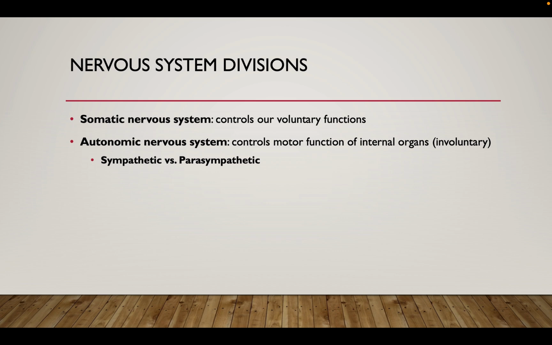And the opposite of this is going to be our autonomic nervous system. So autonomic means it is automatically controlled by our body.